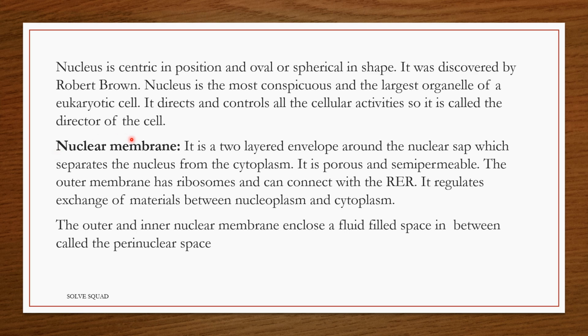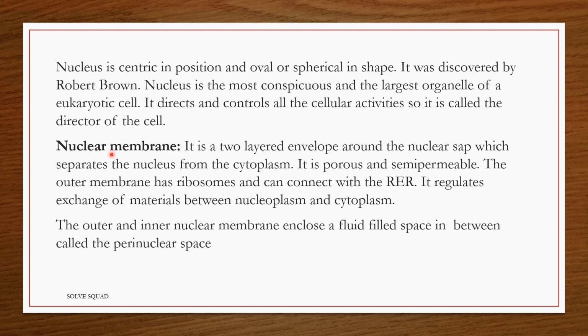So basically, this means that the nucleus is mostly centrally located, and its shape is mostly spherical or oval, which is round. It was discovered and looked into deeper by Robert Brown in 1831. It is known as the director of the cell. Basically, it's a main vital component of a cell as it controls all the cellular activities. So it is the director of the cell. So we'll be looking into the parts of the nucleus.